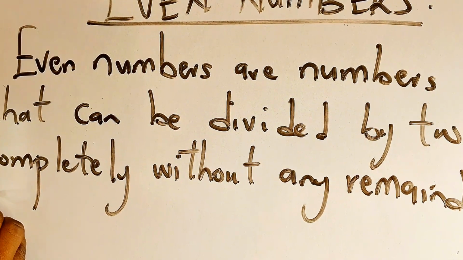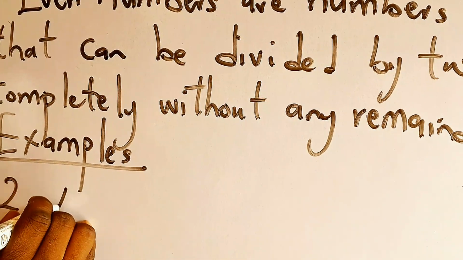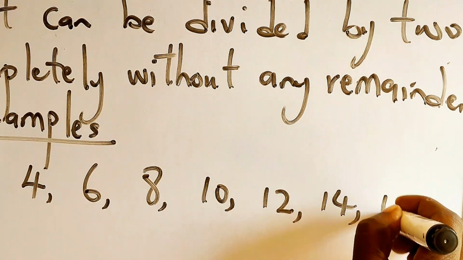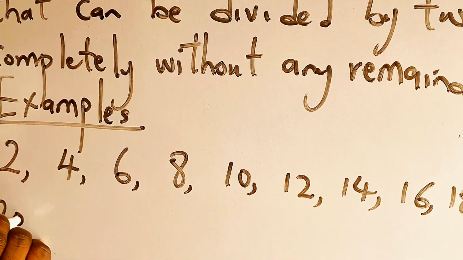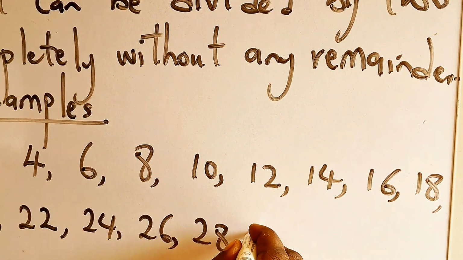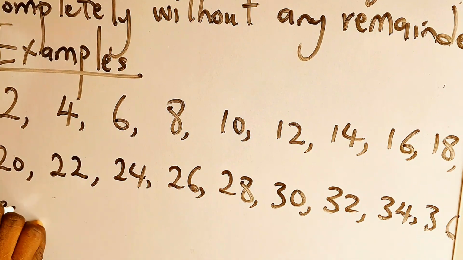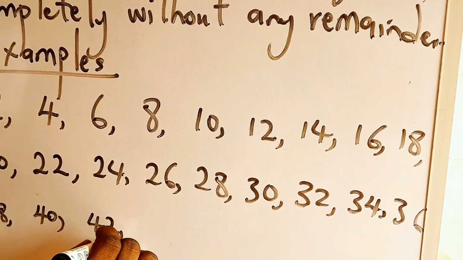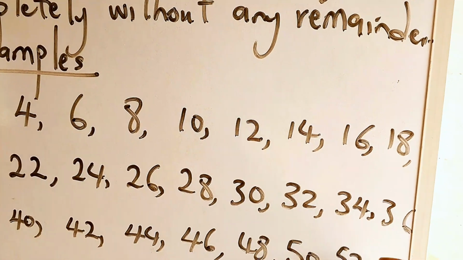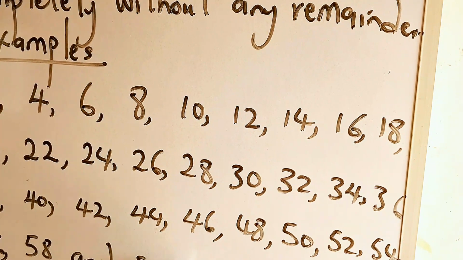Examples of even numbers are 2, 4, 6, 8, 10, 12, 14, 16, 18, 20, 22, 24, 26, 28, 30, 32, 34, 36, 38, 40, 42, 44, 46, 48, 50, 52, 54, 56, 58, and so on.